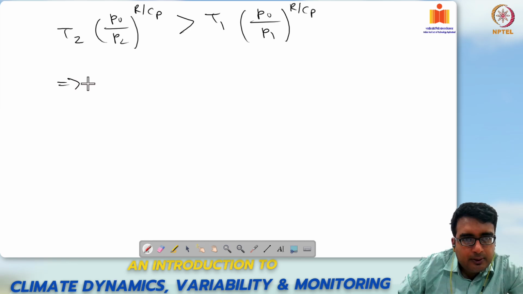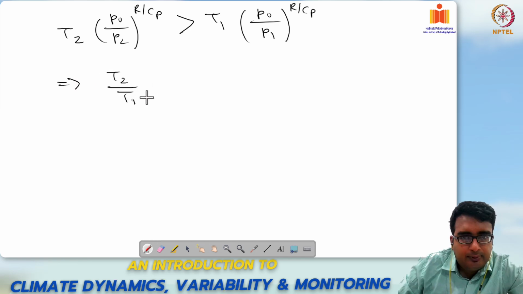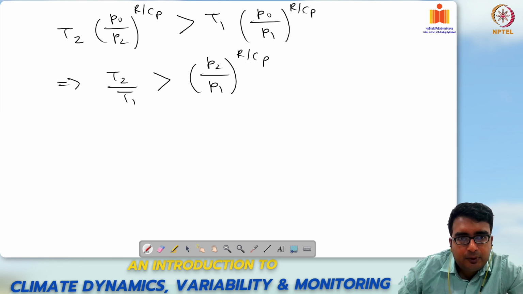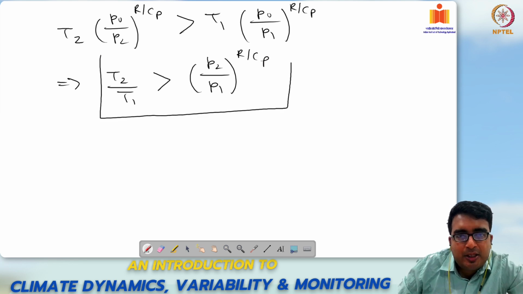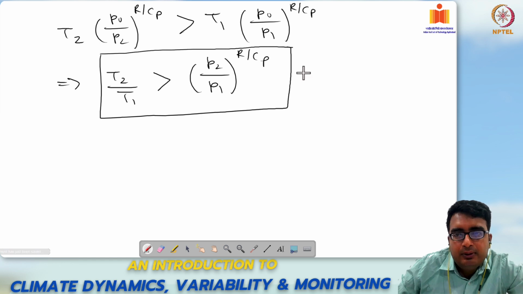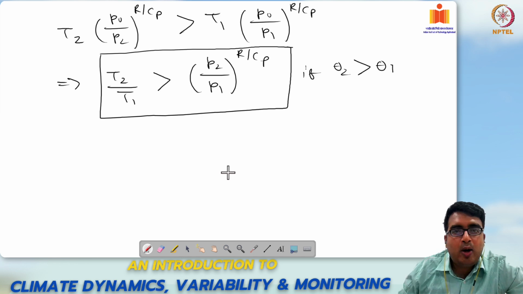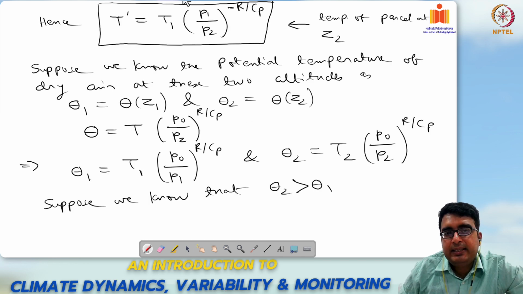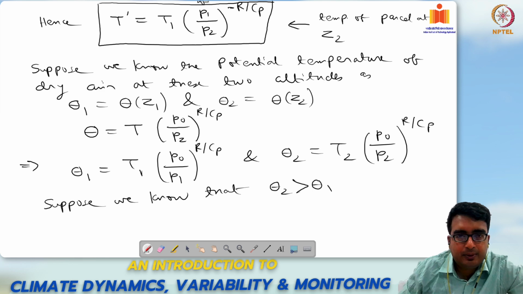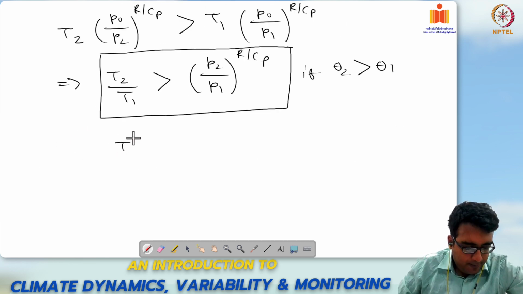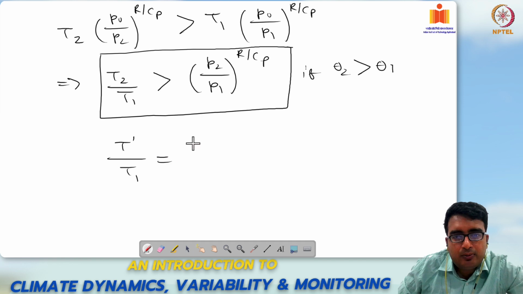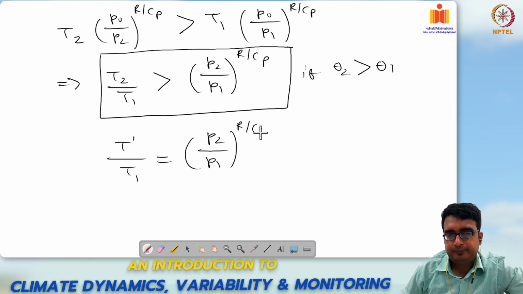which means T2 by T1 is greater than P2 by P1 to the power R by Cp. Okay. So, this is the expression we get if theta 2 is greater than theta 1. Okay. However, based on this expression here, we can write T prime by T1 is equal to P2 by P1 to the power R by Cp. Okay.